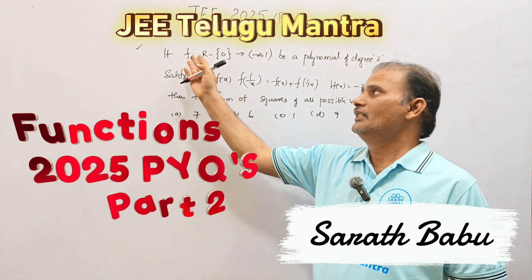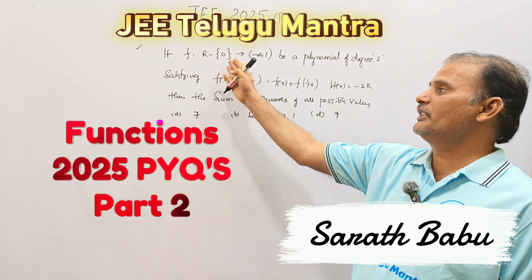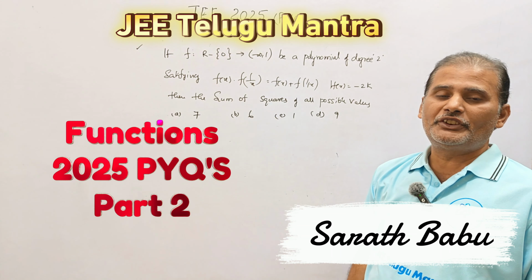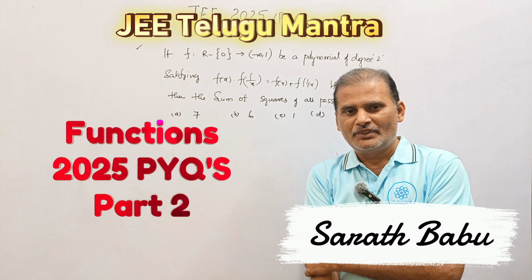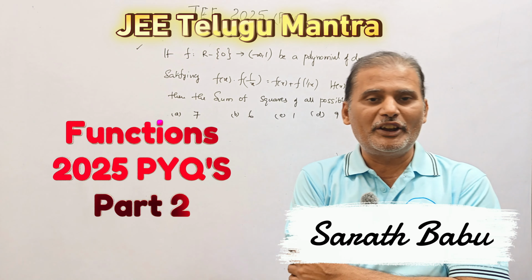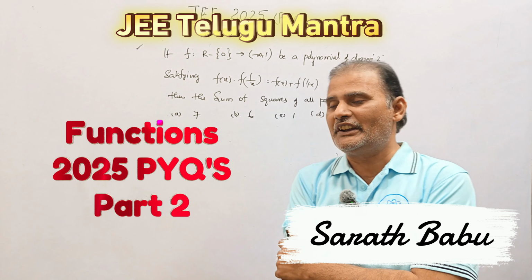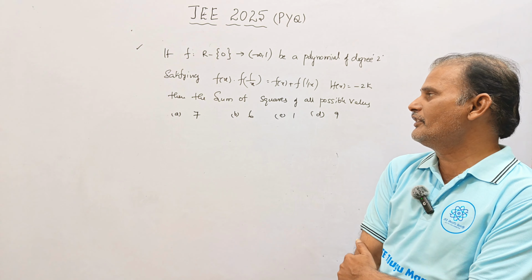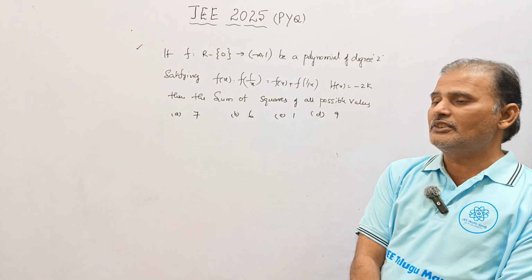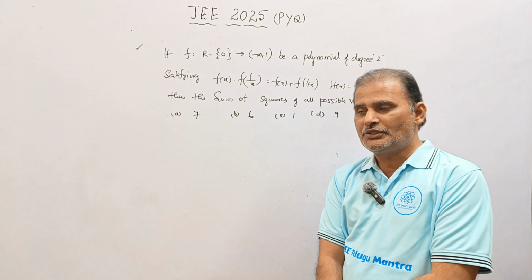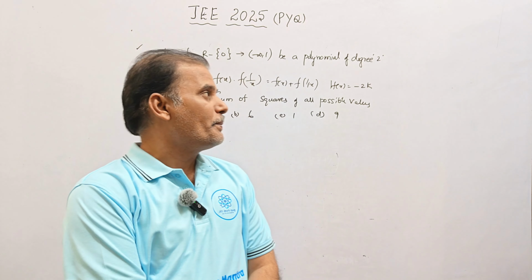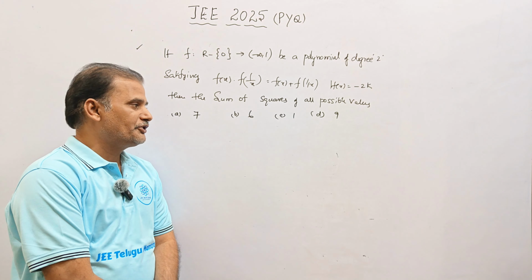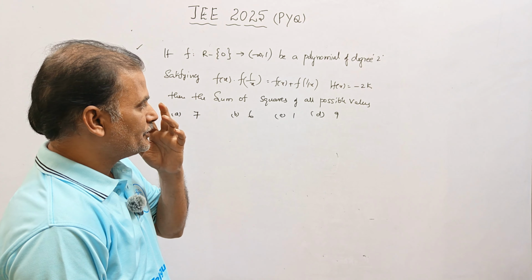Let f: R → (−∞, 1) be a polynomial of degree 2. The polynomials are also included here. Satisfying f(x)·f(1/x) = f(x) + f(1/x). If f(x) is equal to −2k, then find the sum of squares of possible values.